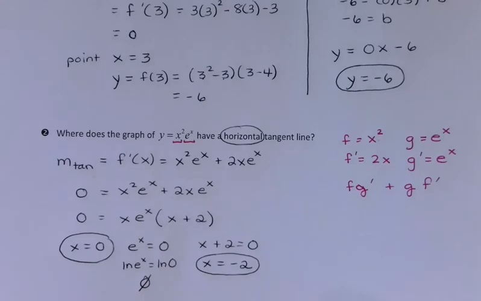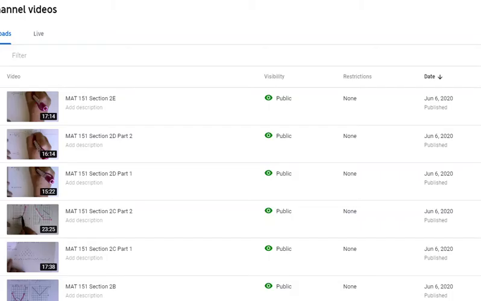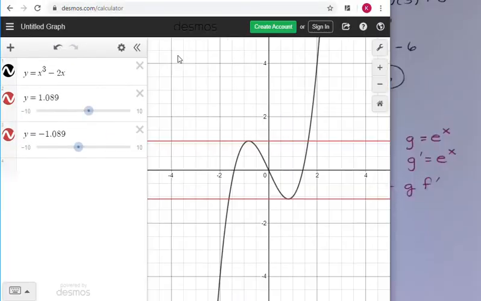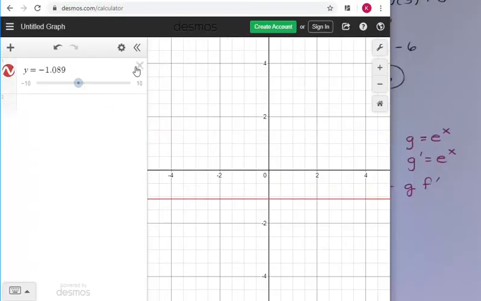Let's take a quick peek over at Desmos and just graph this function and see if we can see those two locations with horizontal tangents. The original function again was x squared e to the x.